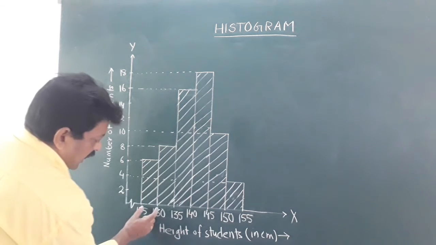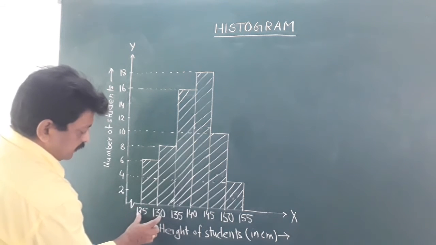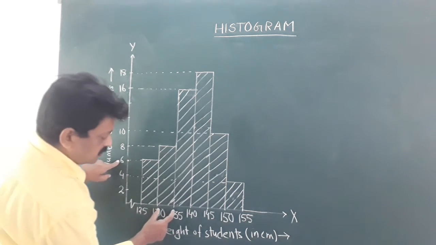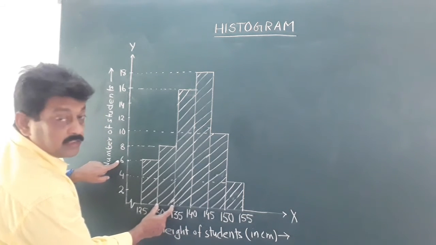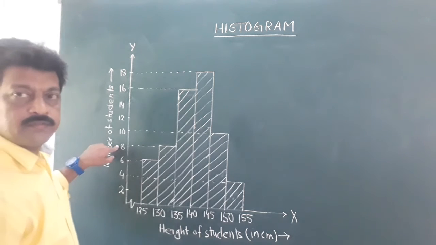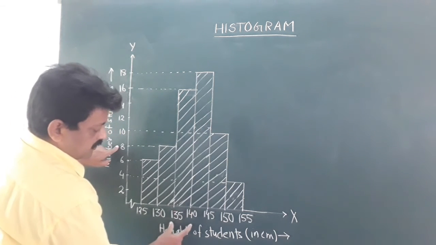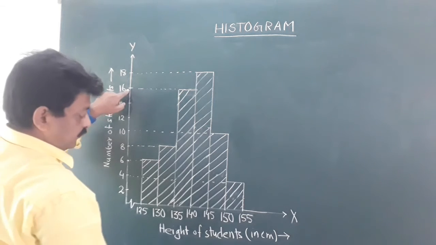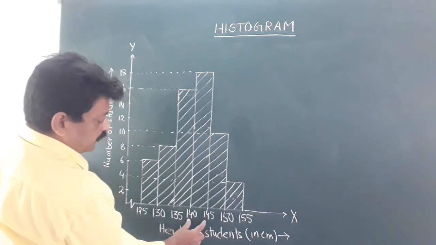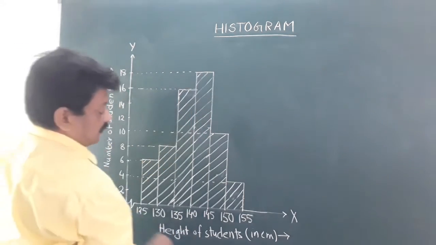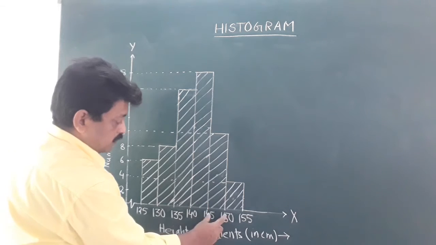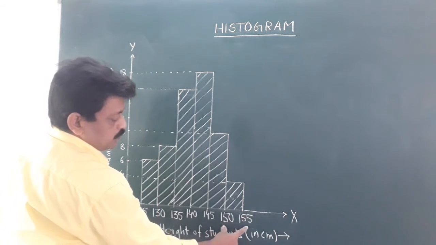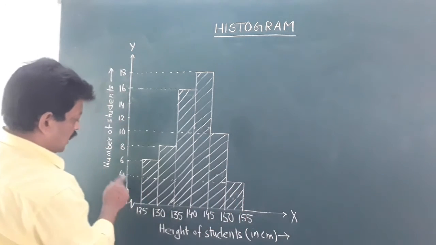Number of students whose height lies between 125 to 130 centimeter is 6. Number of students whose height lies between 130 to 135 centimeter are 8. Between 135 to 140 centimeter are 16. Between 140 to 145 are 18. Between 145 to 150 centimeter are 10, and number of students whose height lies between 150 to 155 centimeter are 4 in number.